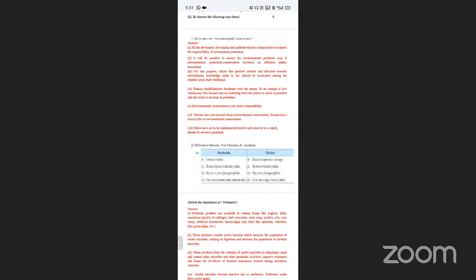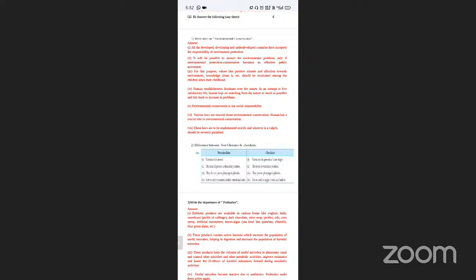Third point, for this purpose, values like a positive attitude and affection towards the environment, knowledge about it, etc., should be inculcated among children since their childhood. If we want people to be responsible and take this responsibility of conserving the environment, then the values of a positive attitude and love towards the environment should be developed in children since childhood. Then only will they take it in a positive way.